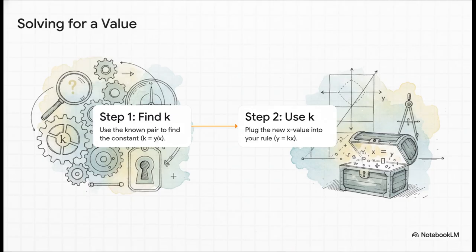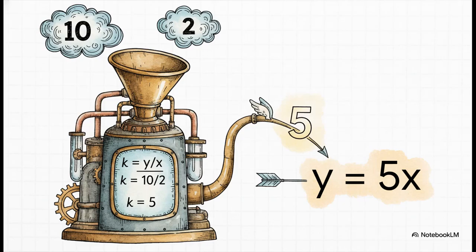And just like before, there's a really simple two-step plan to solve this little mystery. Step 1, find the secret code, k, using the complete pair they gave you. Step 2, use that code to find the answer you're looking for. Let's do it. Step 1 is to find k. We use the pair we know. y is 10 when x is 2.